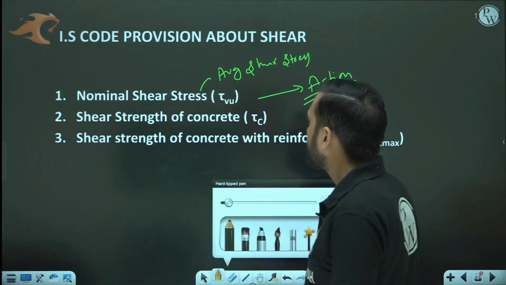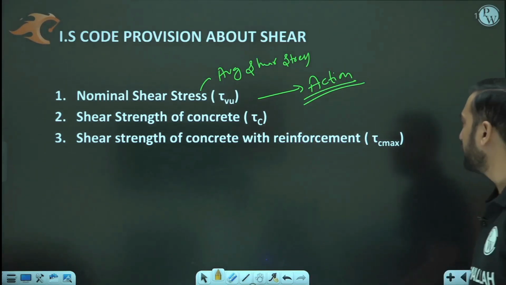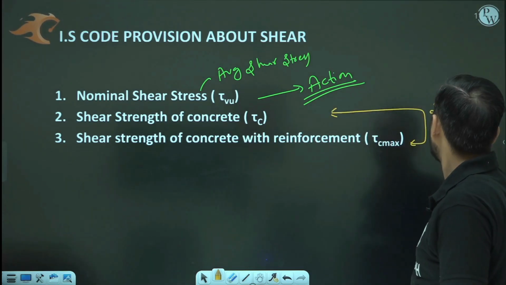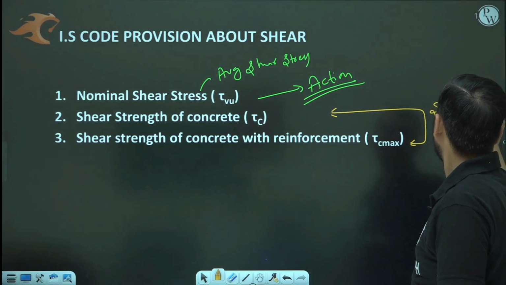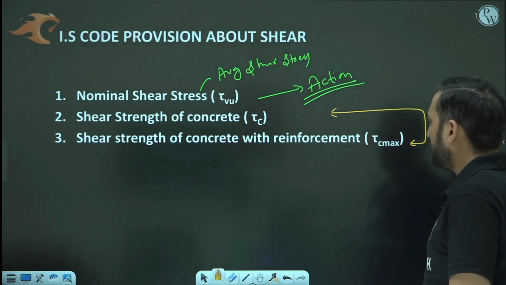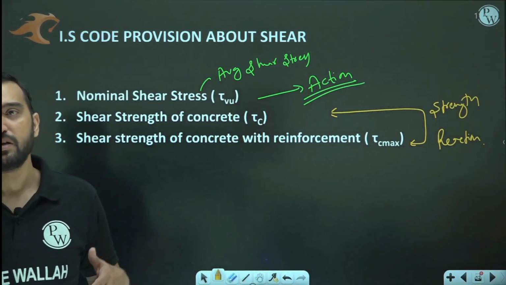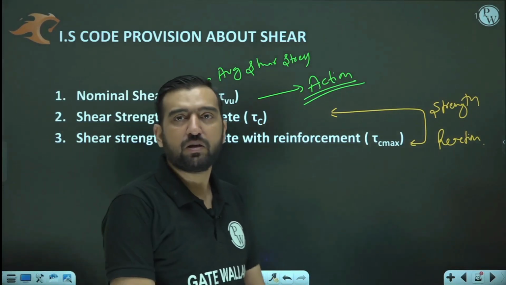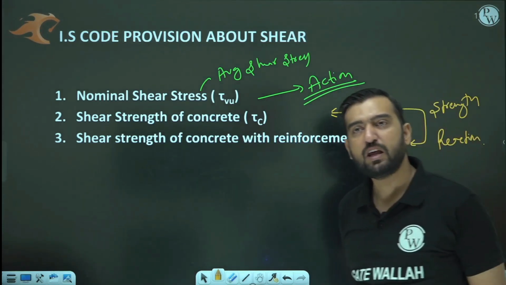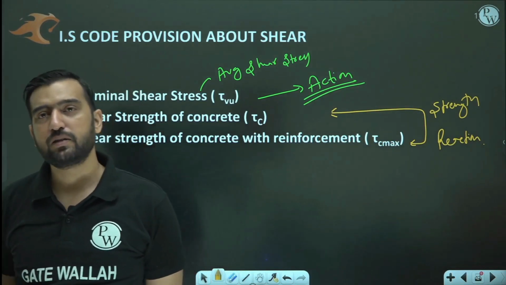Then shear strength of concrete and shear strength of concrete with reinforcement. These are the strengths, or you can say somewhat they are the reaction. So very simple theory: if we want to be safe, then our action should be less than our strength, our reaction. But in this scenario, we have two strengths, two reactions. What are they?